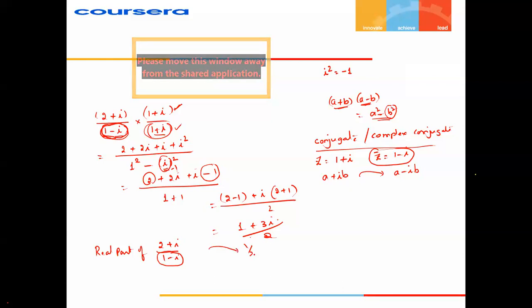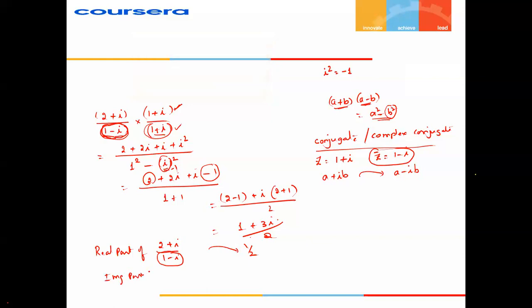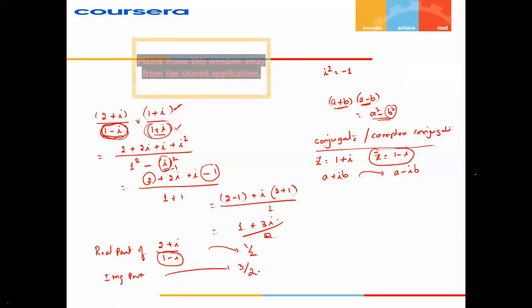1 by 2. Suppose if we ask for the imaginary part, then it is 3 by 2. Okay, I hope you understood what this conjugate is, right? Any doubt here?